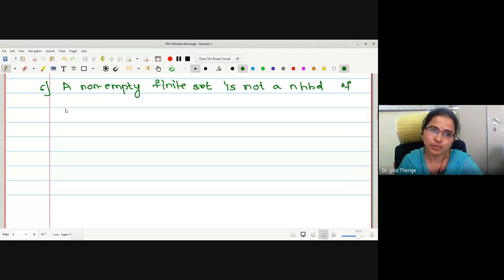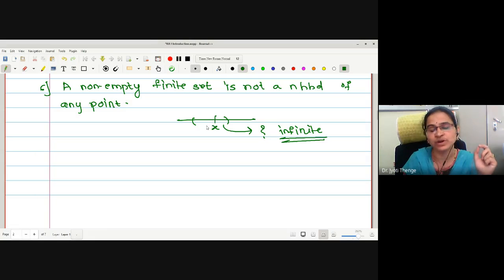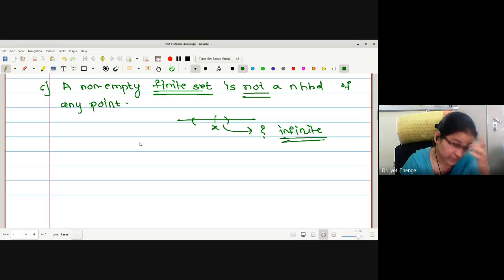of any point. Because to make a neighborhood, we want an open interval, na? For any x, if I want to check whether it is a neighborhood, we are considering an open interval. And how many points do we have in this open interval? Infinite points, no? However small an open interval we take around the point x, that small open interval is going to contain an infinite number of points. Therefore, a finite set is not a neighborhood of any of its points.